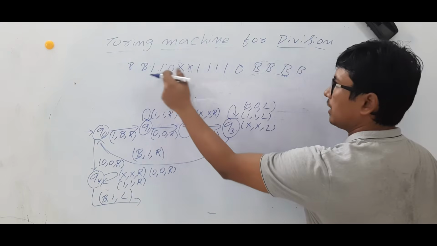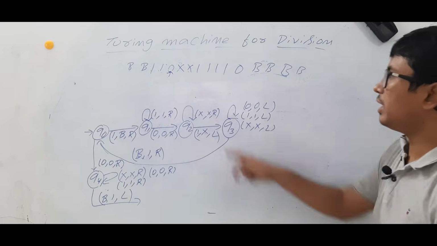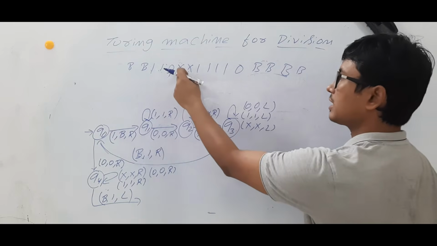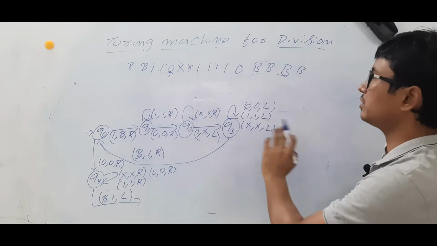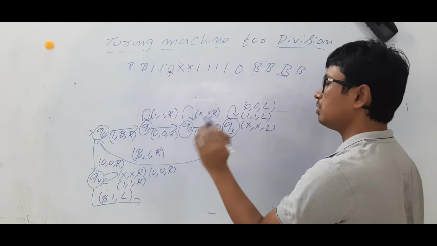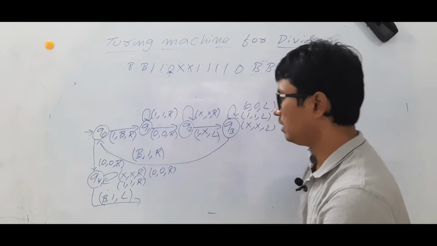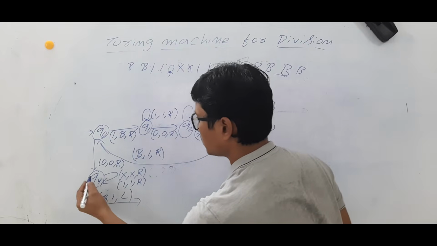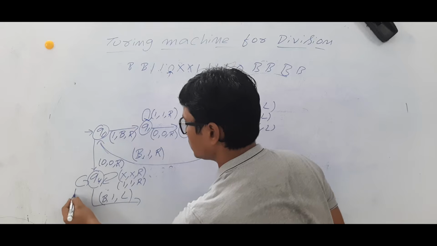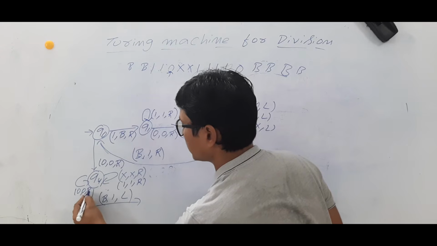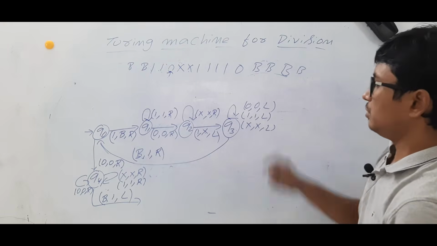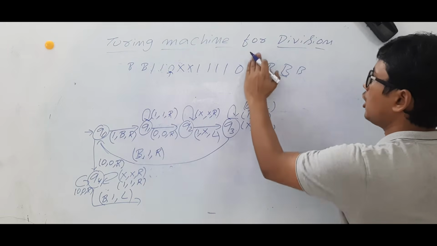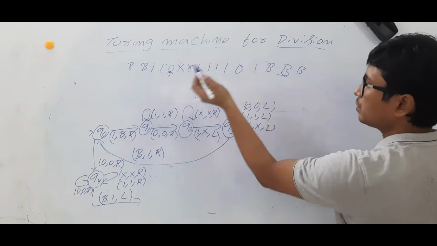So, I got a 0, I made it as a 0 and move to the right. All the x's I will make it as x, move to the right. 1s I will make it as 1s and move to the right. 0 I will make it as a 0, move to the right. See this 0, let me write it here. This 0 on 0, move to the right. Is it visible? So this blank I have made it as a 1, move to the left.